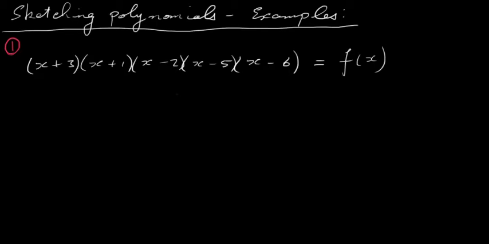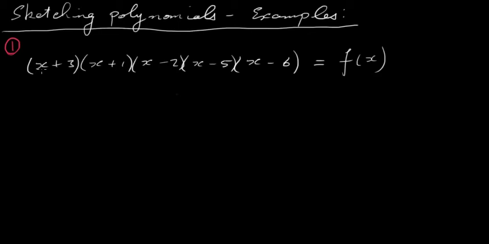Okay, so in this video I'm going to have a look at sketching polynomials. I'm going to do 3 examples. This is the first example here of a polynomial. It has 1, 2, 3, 4, 5 factors. So because we have the factors, we immediately have the roots, so we can have a look at that in a few minutes. But first of all, I just want to have a look at the degree of this polynomial.